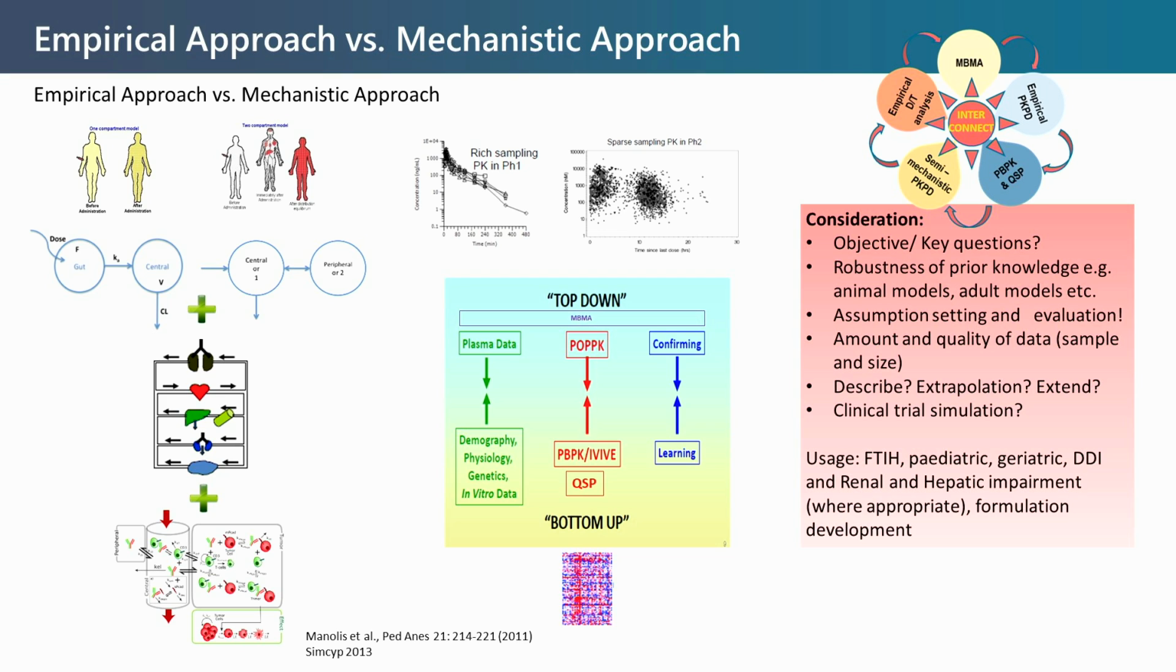In summary, the selection of the type of model will depend on the objective or key questions, amount and quantity of data in terms of sample size and also sample volume, understanding of the drug PK and the robustness of the adult model, the assumptions and validation plan, and the purpose of the modeling exercise, for example, whether to describe the data or to extrapolate to an unstudied population, or simulate a new scenario.